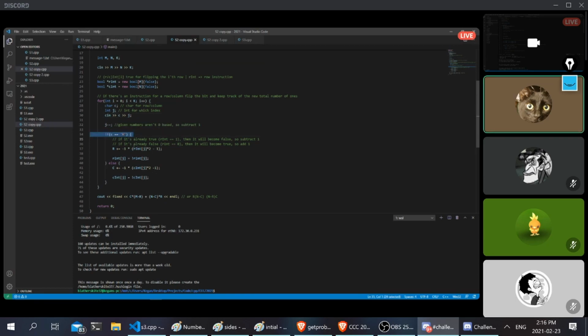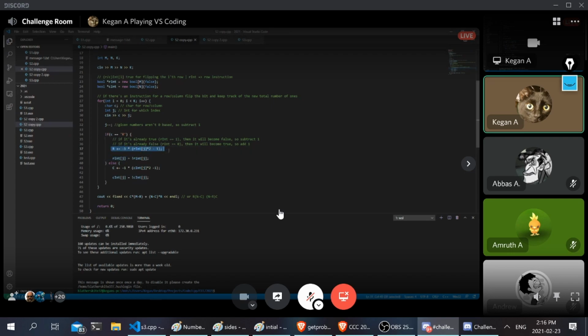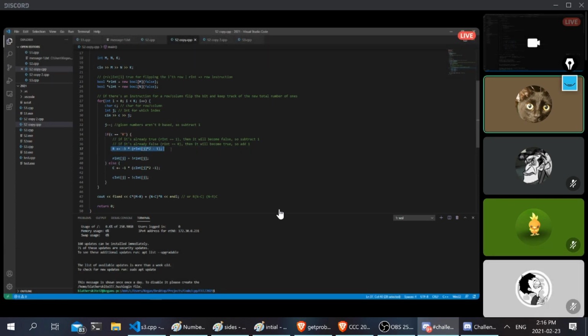If it's a row, then I flip that row instruction. So the jth row is flipped, like not equals itself. And then I also do this to keep a running track of how many unique rows and columns have been flipped, without having to then iterate through them at the end to go through it again, because I didn't want to do that because that would take longer.